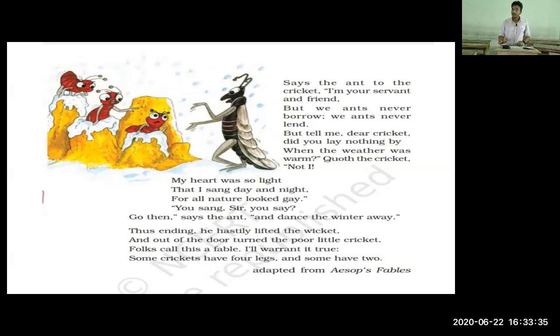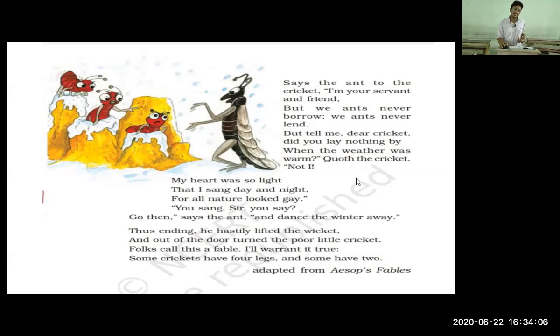And the ant responded in a very angry manner. "You sang, you say? You said that you sang in the spring and summer season? Go then," says the ant, "and dance the winter away." This ant was really angry at the response of the cricket. You sang and danced in that summer season? Then I'm not going to help you. Go away. Thus ending, he hastily lifted the wicket and out of the door turned the poor little cricket.